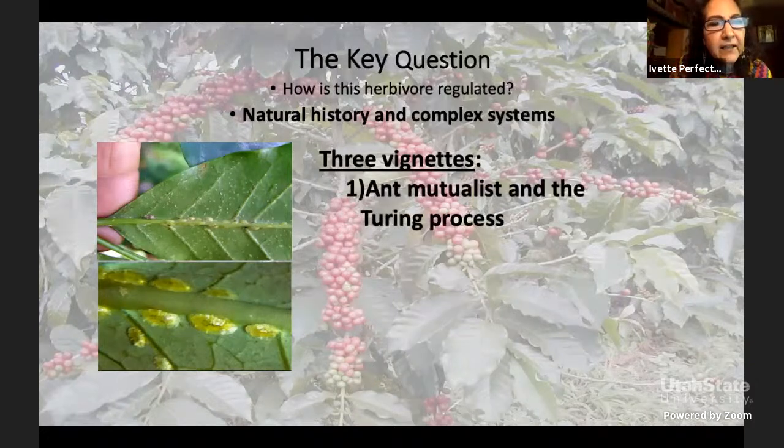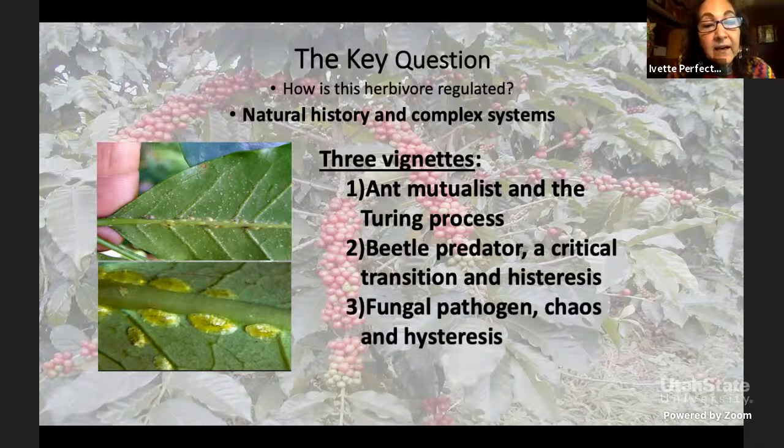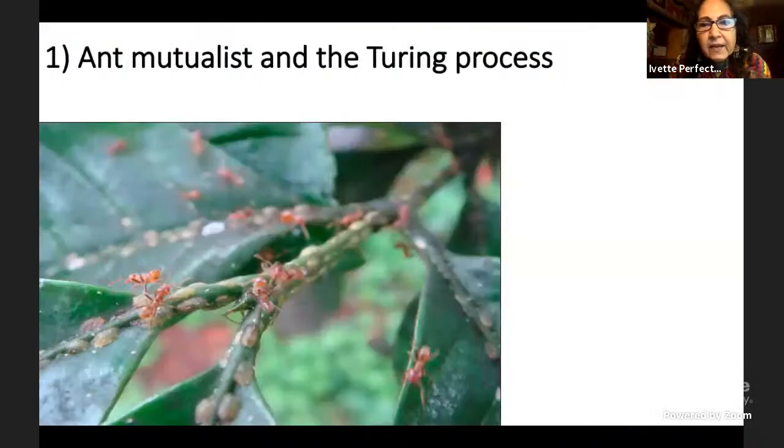So the first vignette is related to ant mutualism and the Turing process, and I'll explain what that is. Then the second one is about the beetle predator, critical transition, and hysteresis. And then the third one is fungal pathogen, chaos, and hysteresis. And then, as I mentioned before, if I have time, I'll talk about the ecological game, Azteca chess. Okay, so here's Azteca sericeasur.